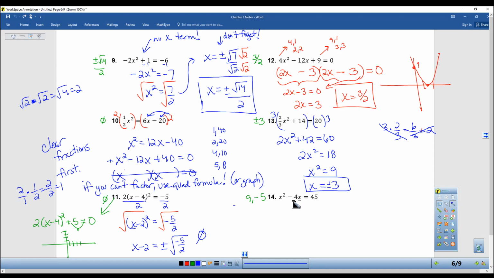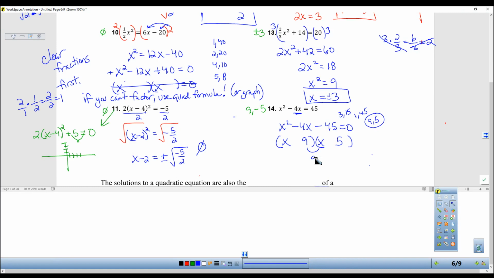The next one, I see the x term, so I am going to have to set it equal to 0 and factor. That gives me x and x. 45 is 3 and 15. Is that right? Yep. Or 1 and 45. Or 9 and 5. All right, so even though there's several choices, I choose the two numbers that are the closest together first.